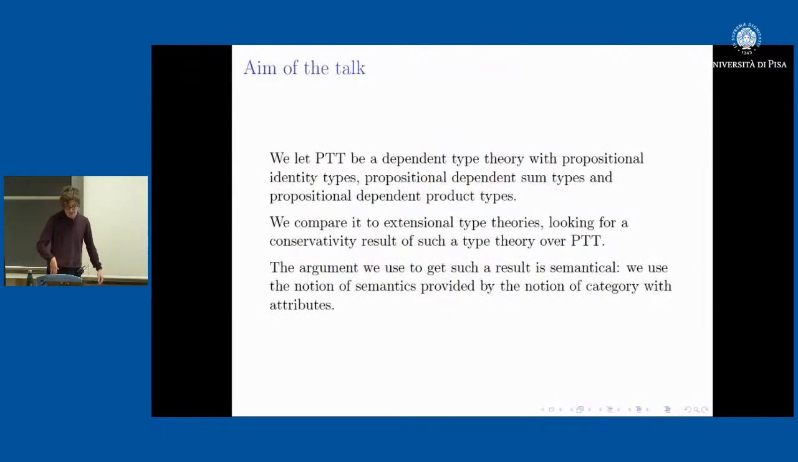So now we can state the aim of the talk. We let PTT, for propositional type theory, be a dependent type theory with propositional ID types, propositional sigma types, and propositional pi types. And our aim is to compare it to extensional type theories, looking for a conservativity result.